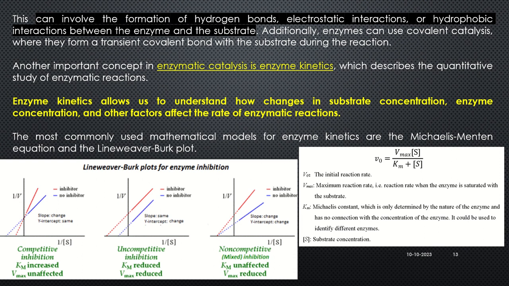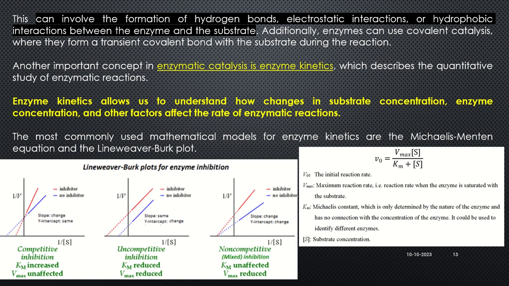Now I will explain how this reaction can involve the formation of bonds. As I said, from the transition state and enzyme substrate complex, what is the involvement? This can involve the formation of hydrogen bonds, another bond, that is electrostatic interaction, and hydrophobic interaction between the enzyme and substrate. So there are three things that can happen.